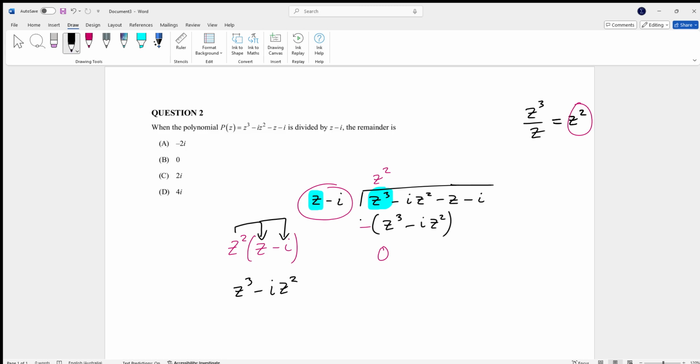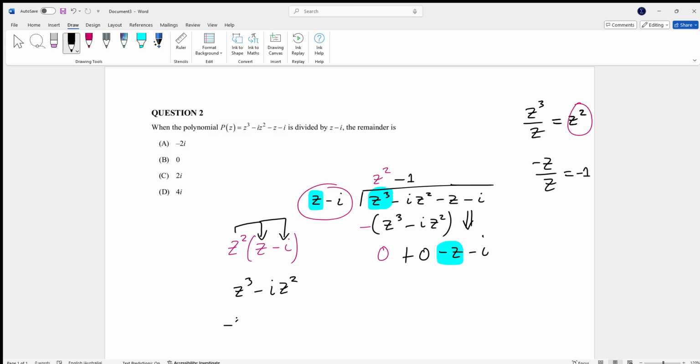Now, it just so happens the second term also cancels out. Negative i z squared minus negative i z squared: negative times a negative becomes a positive, and a positive plus a negative is 0, so you also get 0 here as well. Then we just move these guys down as well, so minus z minus i, and then we just repeat the step. So it's going to be negative z divided by z, which gives you negative 1. Chuck that up there.